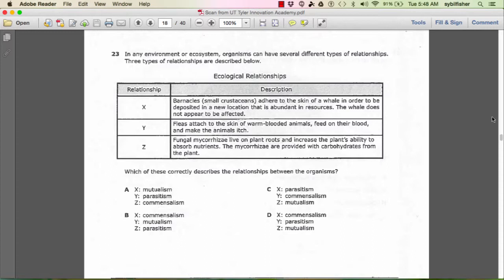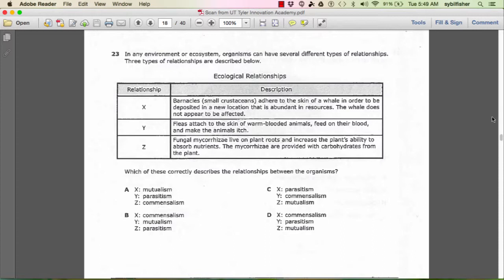Relationship Y. Fleas attach to the skin of warm-blooded animals, feed on their blood, and make the animals itch. Relationship Z. Fungal mycorrhizae live on plant roots and increase the plant's ability to absorb nutrients. The mycorrhizae are provided with carbohydrates from the plant. Which of these correctly describes the relationships between the organisms?